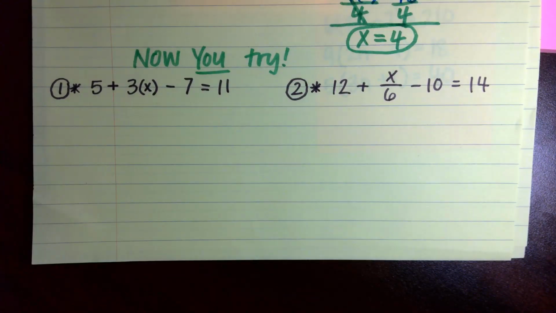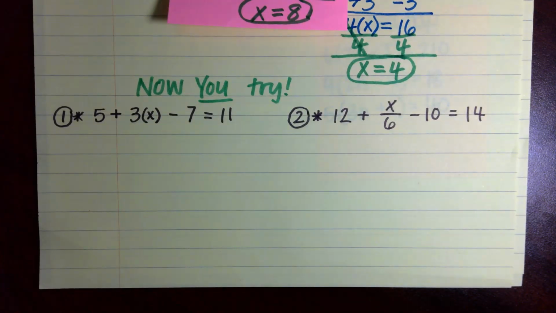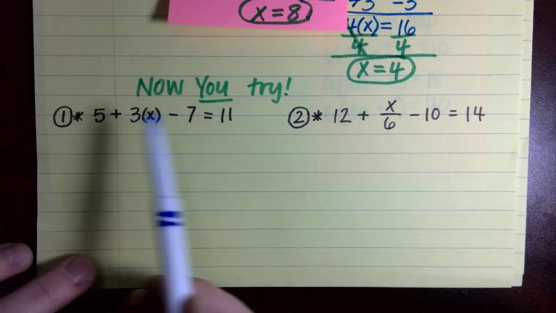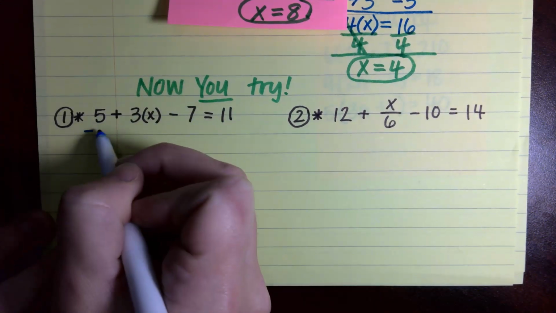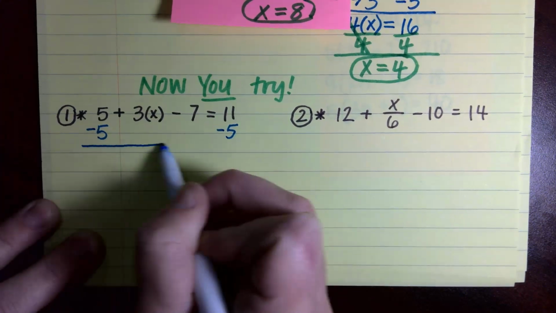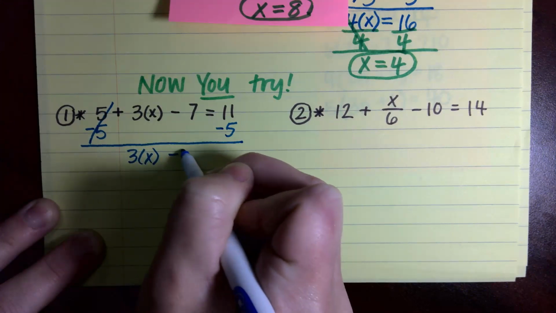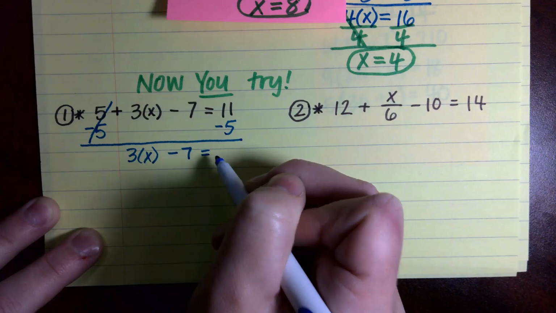For number 1, we have 5 plus 3 times x minus 7 equals 11. What is our first step? Yeah, we've got 2 options. We could either get rid of positive 5 or we could get rid of negative 7. Either order is going to be just fine. So I'll just start with getting rid of 5 by doing minus 5 on both sides. Okay, now I've got 3 times x minus 7 equals 11 minus 5. I believe that's 9. Is that right? Let's see. 6.